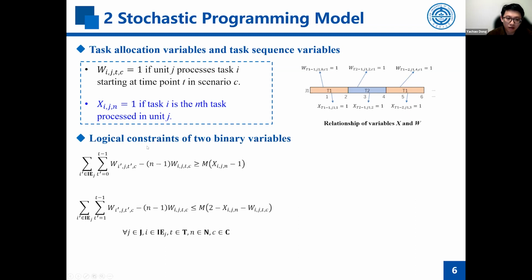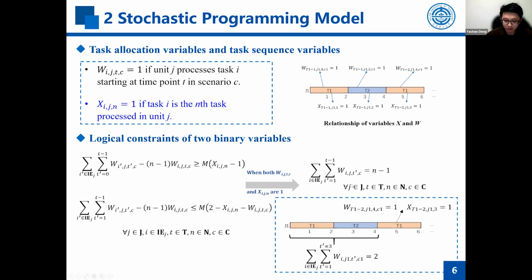And here are our logical constraints for these two binary variables. They are written using the big-M type of constraints. When both WIJTC and XIJN are 1, both constraints become active. One is greater than and the other is less than. So the constraints become the right one, requiring that before time t, there should be exactly n-1 tasks correctly executed. On the other hand, when one of the variables is 0, the constraints become redundant.